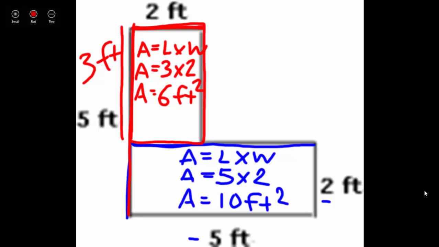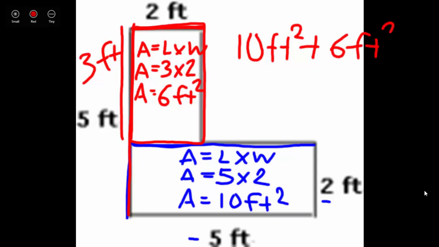Now, we've separated our irregular shape into two separate rectangles. We've found the area of each rectangle. Now we want to find what the area of our whole irregular shape is in all. Keywords there are in all. So the area of our bottom rectangle is 10 feet squared, and the area of our top rectangle is 6 feet squared.